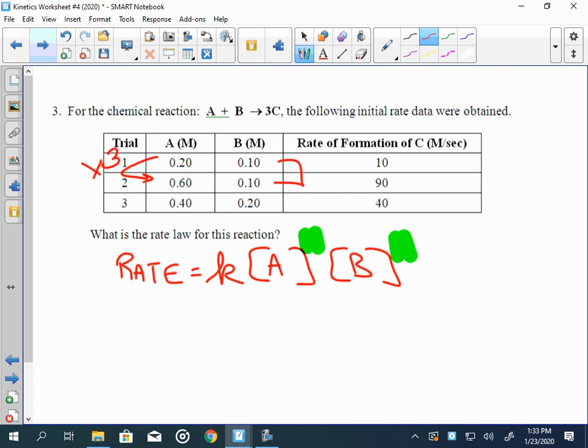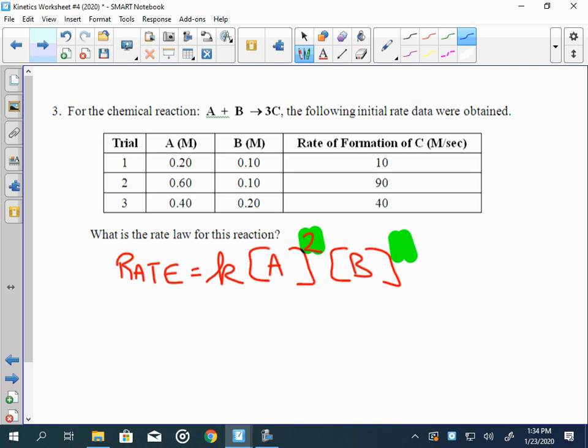Tripled, up by 9. Therefore, it is A. A is changing. I tripled A, it went up by 9. That's going to be a 2 there. Now that that's locked in, let's take a look at B.